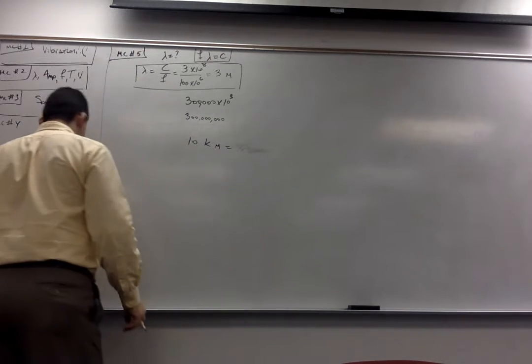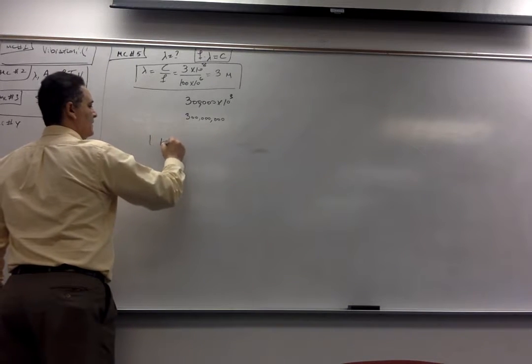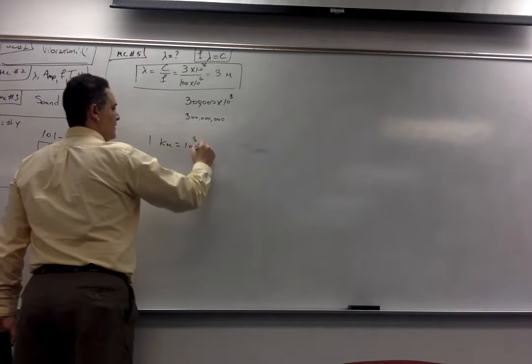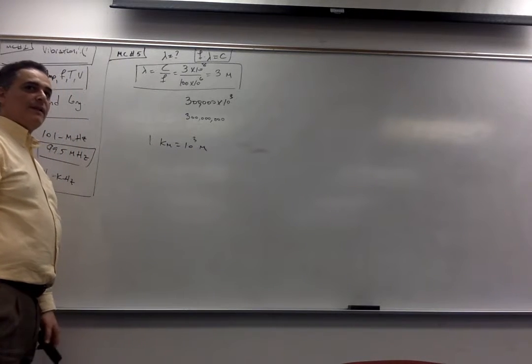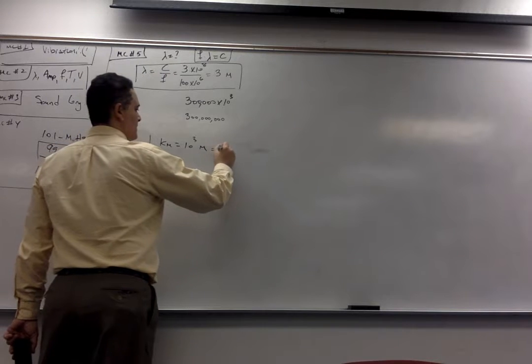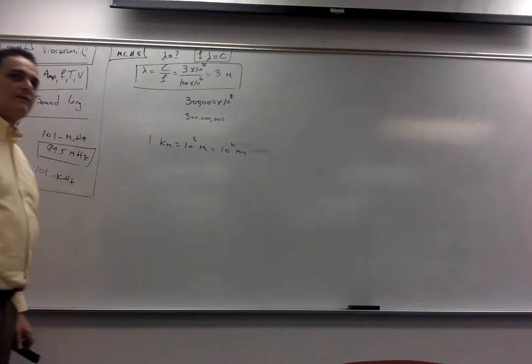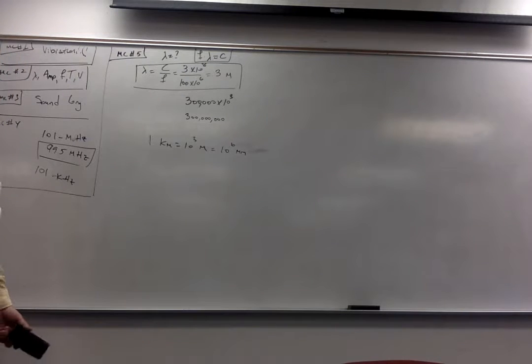Okay. 1 kilometer equals 10 to the 3 meters. Can you remember that? Which equals 10 to the 6 millimeters. No?